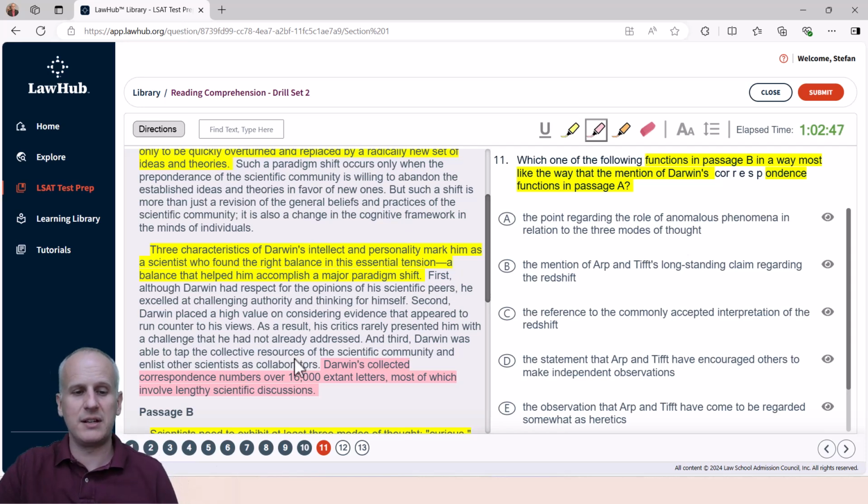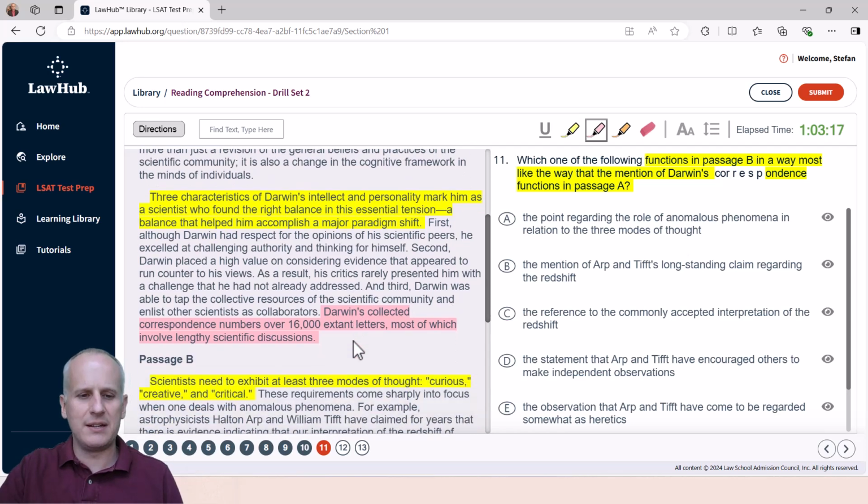We're basically talking about how Darwin was so dedicated to tapping these resources of the scientific community that he had as collaborators. So we know that the function or purpose, the why, that this reference to Darwin's correspondence exists, is basically to exemplify how much Darwin valued and engaged with the opinions of his fellow scientists.